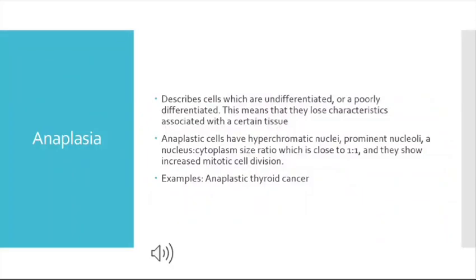Anaplasia describes cells that are undifferentiated or poorly differentiated. This means that they lose characteristics associated with a certain tissue. Anaplastic cells have hyperchromatic nuclei, prominent nucleoli, a nucleus cytoplasm size ratio which is close to 1:1, and they show increased mitotic cell division. An example is anaplastic thyroid cancer, which usually occurs after 60 years of age and has a very poor prognosis due to its rapid local growth.